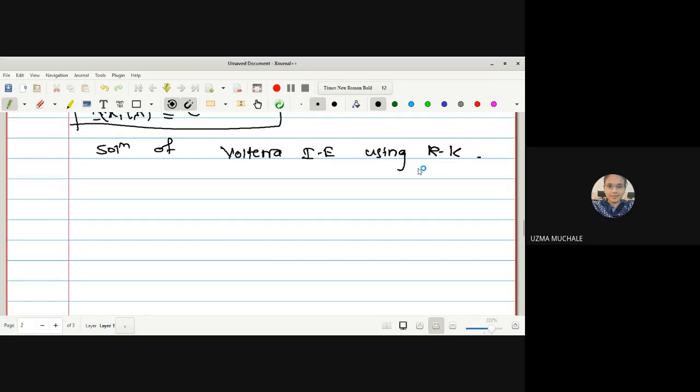Resolvent kernel. Okay. So first we'll write down what is the working rule for this one. What is given to us? We have one Volterra integral equation of the second kind. What will be the case in the second kind? G of x is equal to 1.